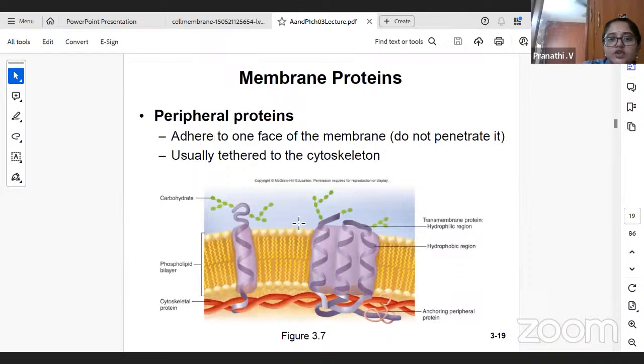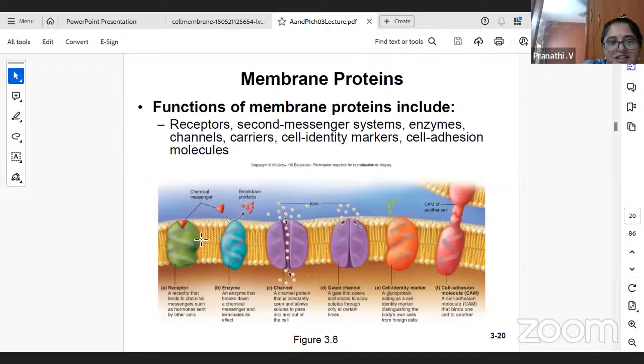Peripheral proteins attach to any one phase of the protein, and they are not going to be piercing through the membrane as such. And you have GPI anchoring proteins that are present basically. I'm not able to remember the names as of now, but you have different types of proteins. I'll just tell you in the next class if possible.